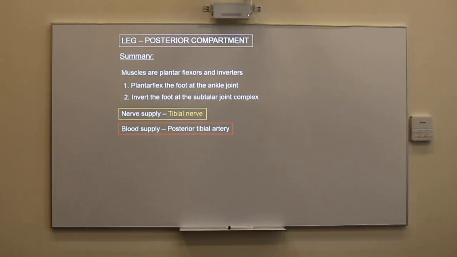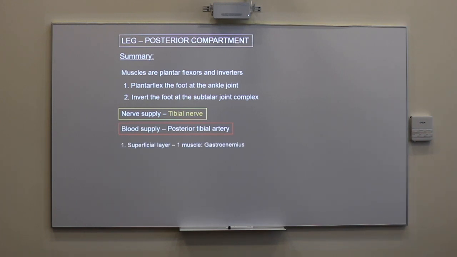Okay, now we come to the posterior compartment, and the posterior compartment muscles include plantar flexors and inverters. We said that there are three superficial muscles in the posterior compartment: gastrocnemius, plantaris, and soleus, and three deep muscles which include flexor hallucis longus, flexor digitorum longus, and tibialis posterior, which is an inverter of the foot also, and sometimes popliteus is also taken as one of the deep muscles of the posterior compartment. The nerve supply is by the tibial nerve. The blood supply is by the posterior tibial artery.